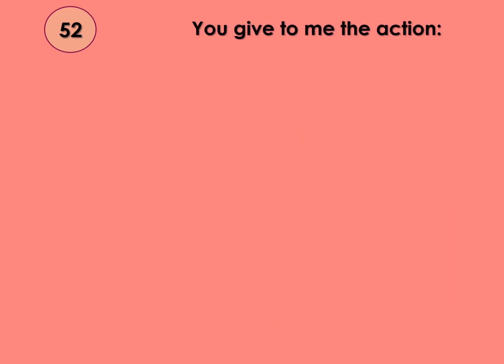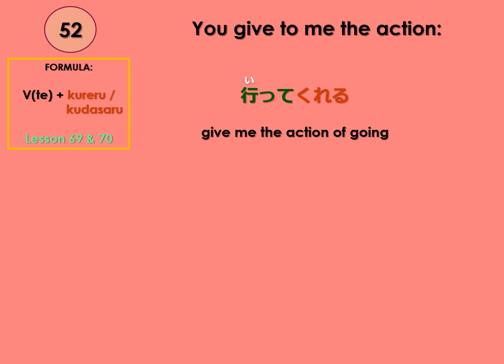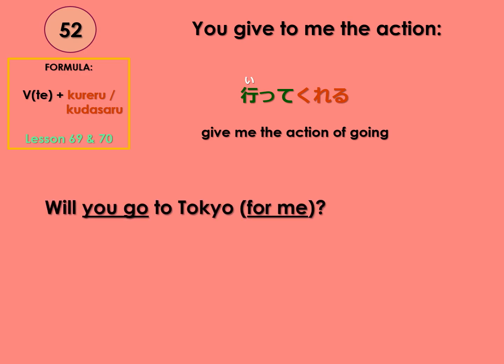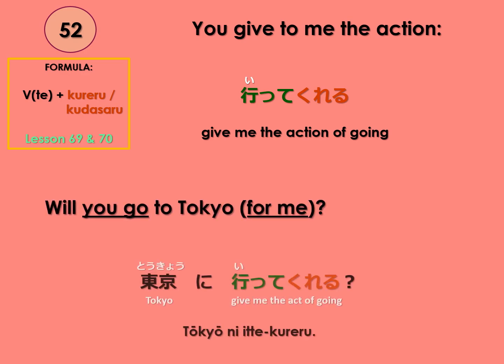52, to give to me or to people in my in-group. Formula: te kureru, plain speech, te kudasaru, honorific speech. Still in lesson 69 and 70. You give me the action of going. Itte kureru for plain, itte kudasaru for honorific. Will you go to Tokyo for me? Tokyo ni itte kureru.